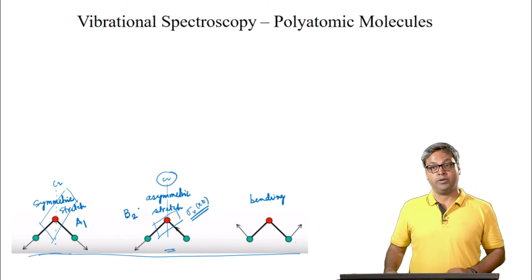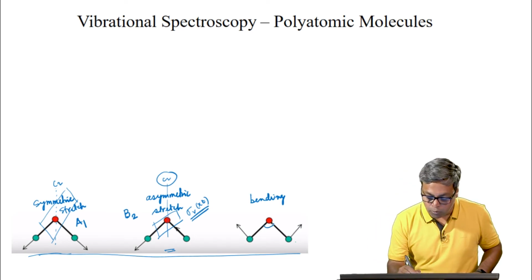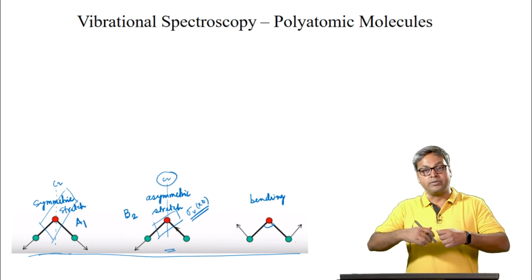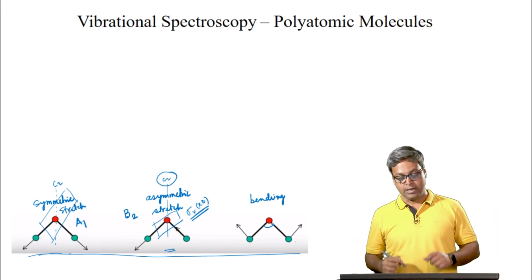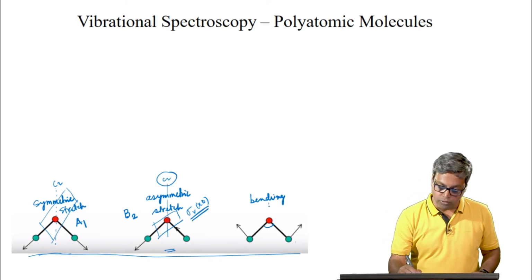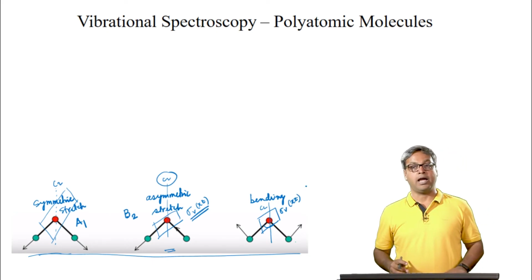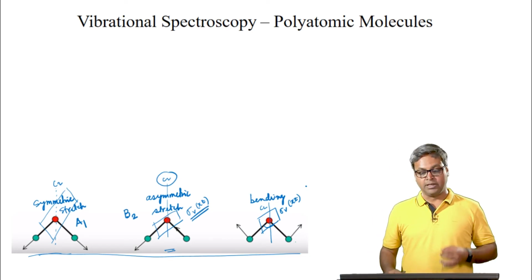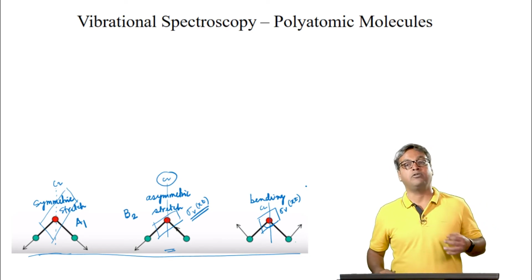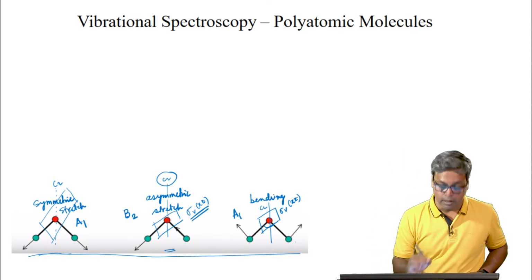The bending vibration is the vibration in which the HOH angle is increasing and decreasing. As we can see, this normal mode is also symmetric with respect to C2 and the sigma v x z plane, and because it is symmetric to all these symmetry operations, it has A1 symmetry.